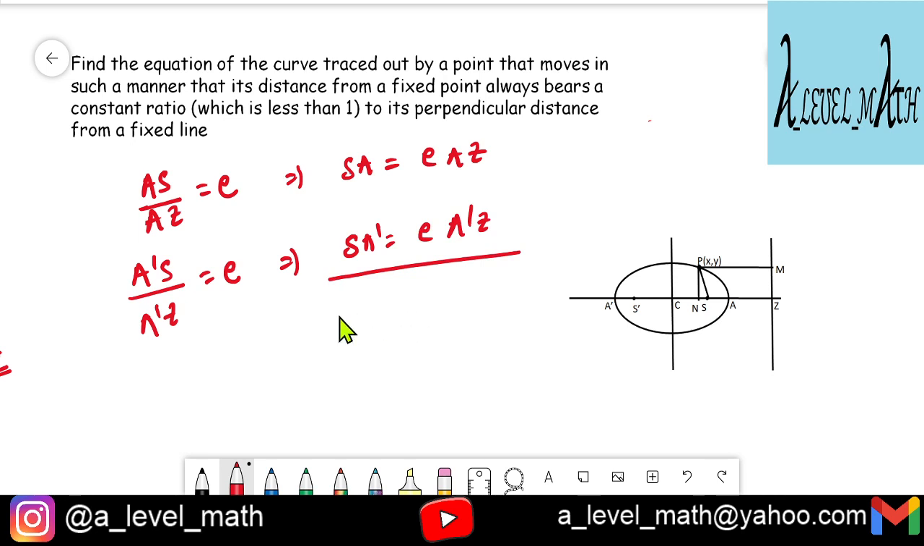So SA plus SA dash is nothing but AA dash, total distance from A to A dash. So this is equal to E times, what is AZ plus A dash Z? We cannot find that directly, but let me give you a hint. What do we have to do? We have to always transfer everything in terms of A. So remember that I took this distance CA to be A units. So in all of these calculations, I will try to split this AZ in terms of A.